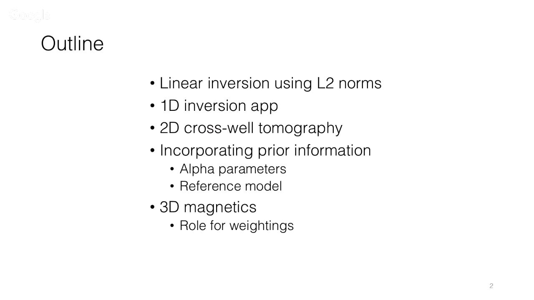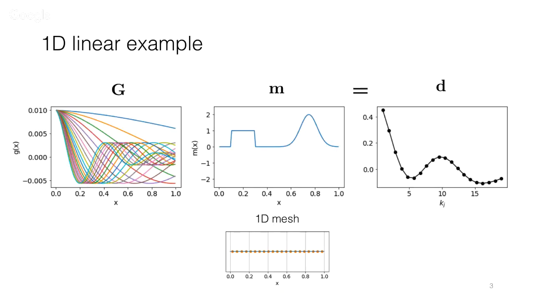So what we're going to do here is keep a generic solution using L2 quadratic functions, but gradually bringing in, okay, I need to incorporate this information or that. How do I do that? So here's our linear example. Here was our G, M, and D. And we have a mesh that was just uniform, dividing the region 0 to 1 into 100.